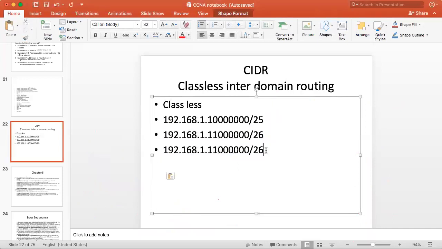Now slash 27. Since it is slash 27, I have 3 bits on. So let's take it out. This will be homework for you. Just solve it: number of networks, number of hosts, all bits, and let me know how many networks there are, and each network address and broadcast address and all. For tomorrow, I'll give a lot.